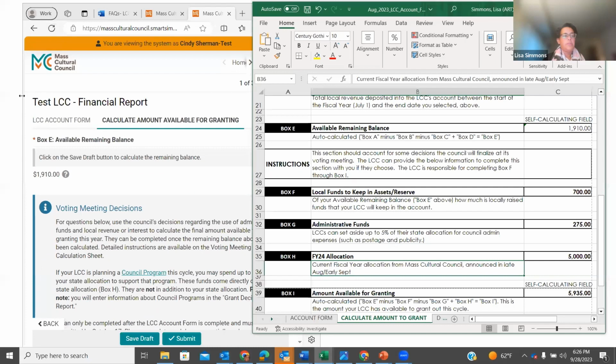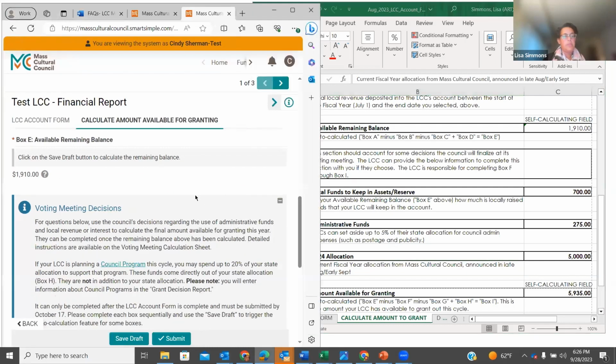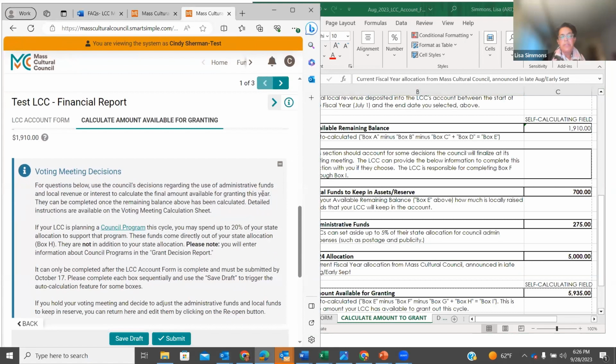Let me just open this up a little bit more so we can see this. So then we move on to voting meeting decisions. And this is where I was talking about making sure that both of these forms are completed before you go into your voting meetings, because you want to have an accurate accounting of the amount that you have for granting this fiscal year, because you don't want to undergrant and you don't want to overgrant. All right. So if there are any questions, as I said, we are all here to help support you.